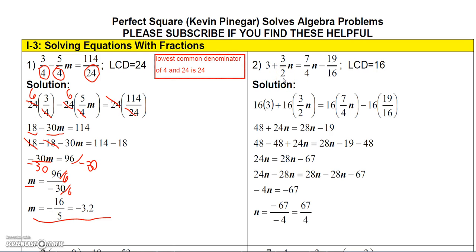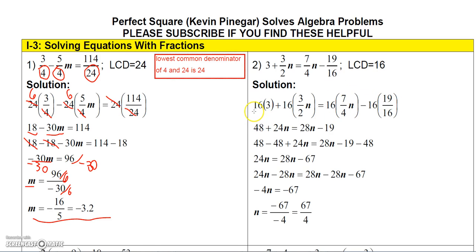On this one, the denominators are 2, 4, and 16. So I need to know what's the smallest number that all three of these will go into. And that's going to be 16. So the lowest common denominator is 16. So I need to multiply each term by 16. So multiply 16 times 3, 16 times 3 halves n, and then on the right hand side 16 times 7/4 n, and then 16 times minus 19 over 16.